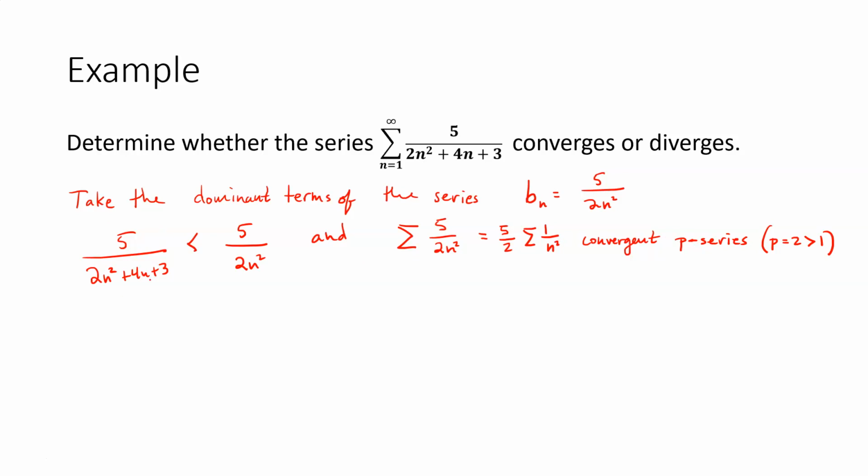And since the terms of the other series are smaller than a convergent series, it must also be convergent. So the series we're looking at originally here must also converge because the one we're comparing it with has bigger terms and is convergent as well. And here I'll say it also converges by a comparison test.